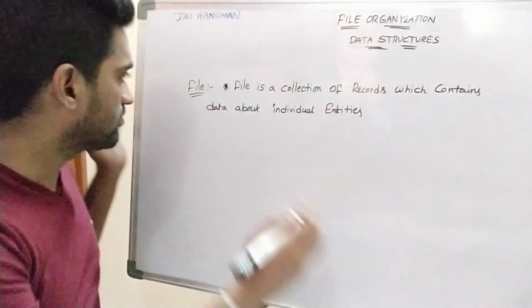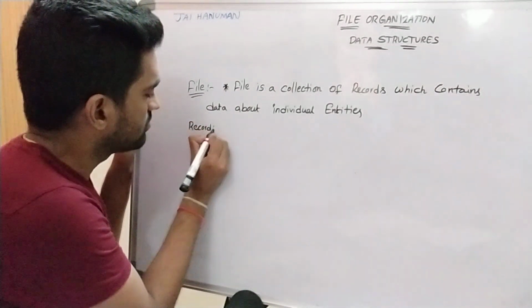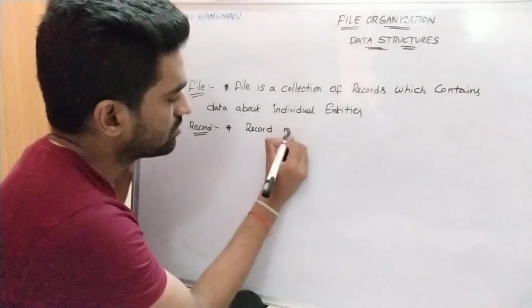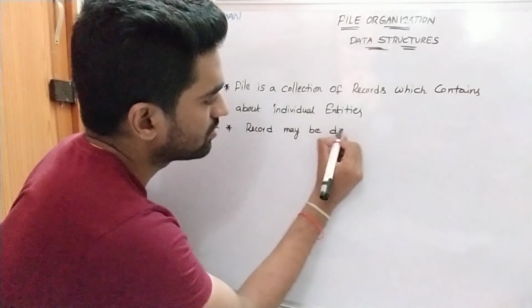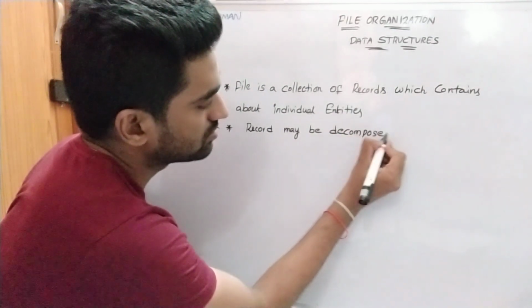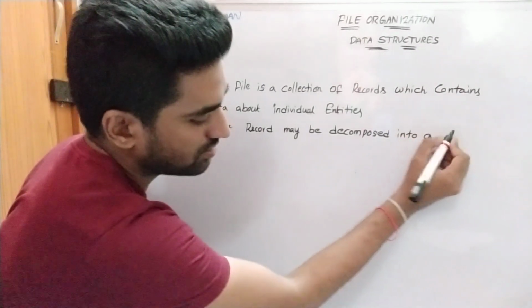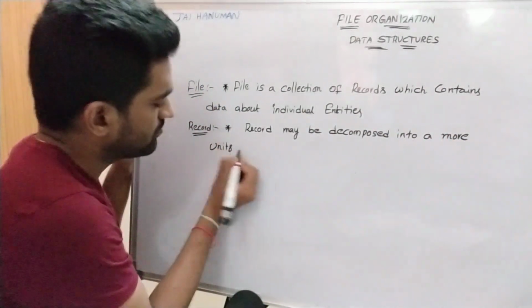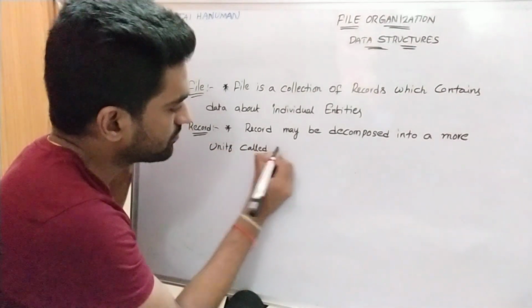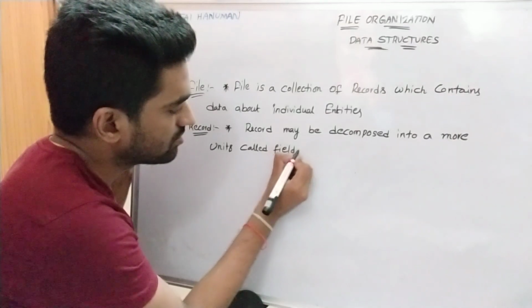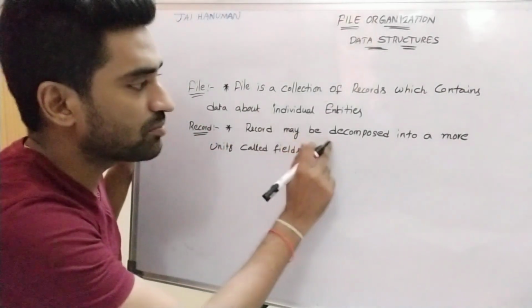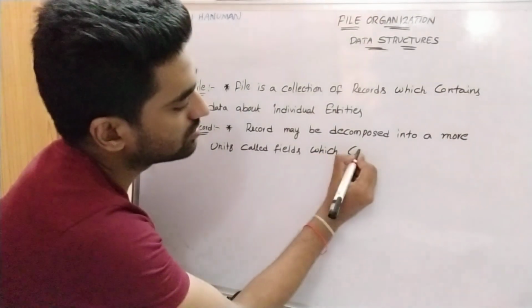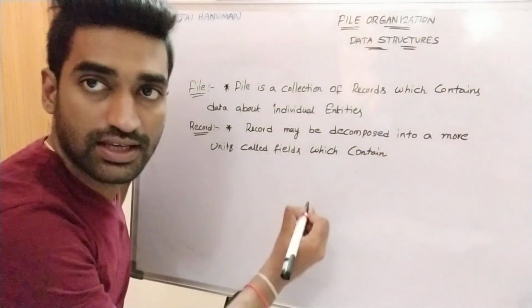Then what is a record? A record may be decomposed into more units called fields, which contain specific values.